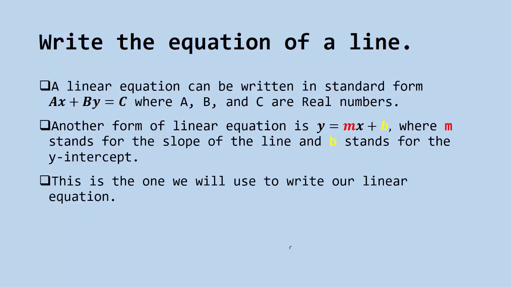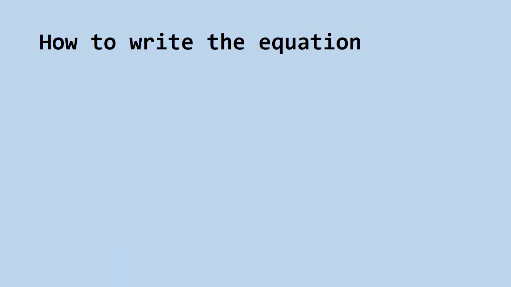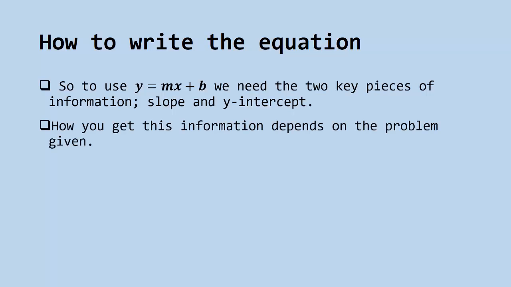This is the one we're going to use to write our linear equation. We can then rewrite the equation into standard form afterwards. How to write the equation. So to use y equals mx plus b, we need the two key pieces of information, the slope, m, and the y-intercept, b. How you get this information will depend on the problem that's given to you.